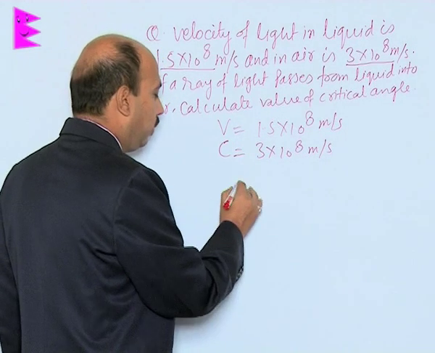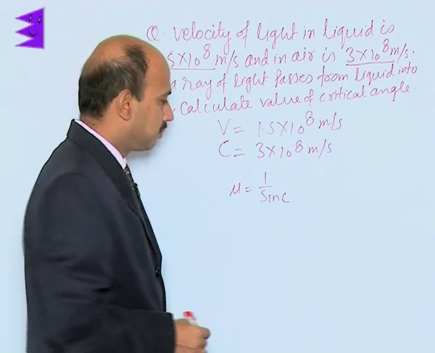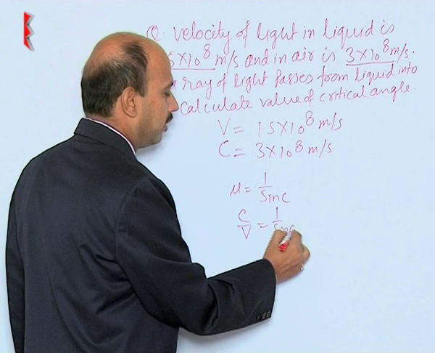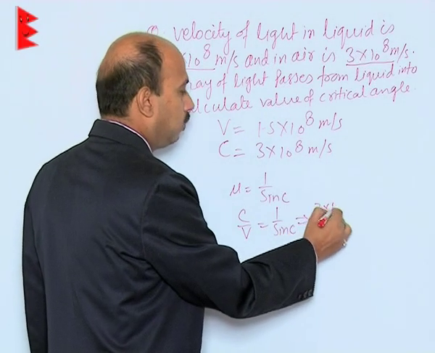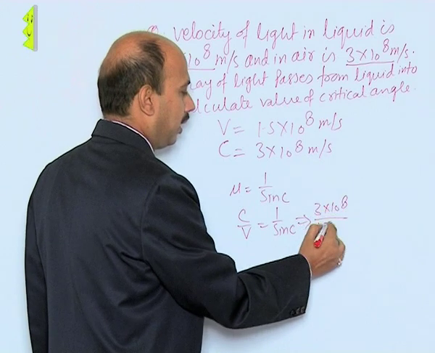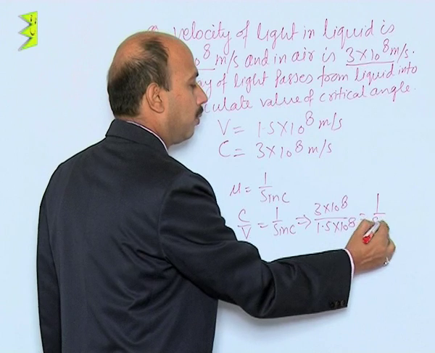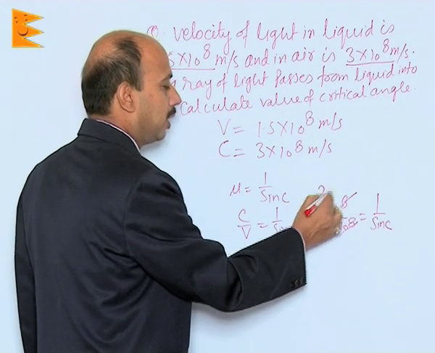So, we know that mu is equal to 1 upon sin C, where C is the critical angle. Mu can be written as C upon V, which is equal to 1 upon sin C. So, here we can write 3 × 10^8 divided by 1.5 × 10^8 is equal to 1 upon sin C. This and this will get cancelled, and it is coming 2 here.